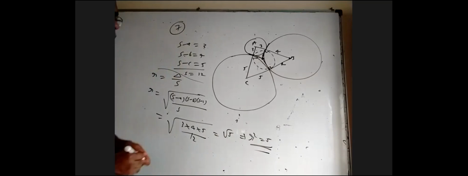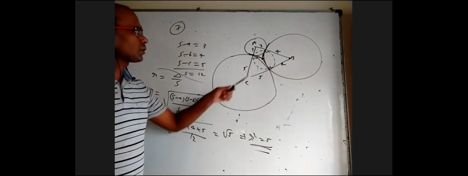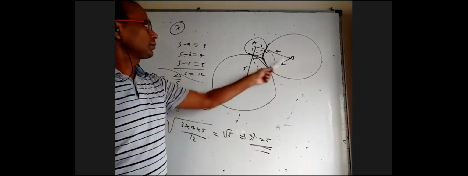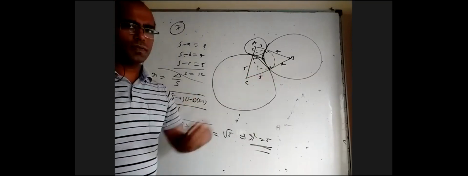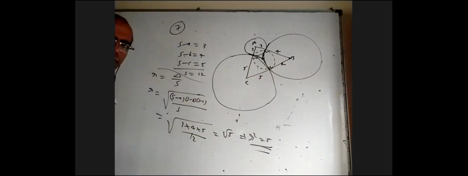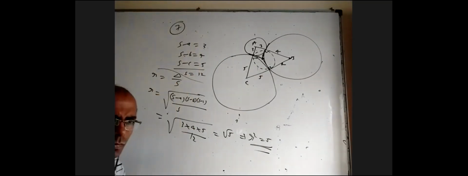Even if somebody doesn't recognize these things, no problem. Take a equal to 9, b equal to 8, c equal to 7, and use r equal to delta by s, same answer will come. Is it clear to everyone? Yes, sir. Clear, sir. Yes, sir.